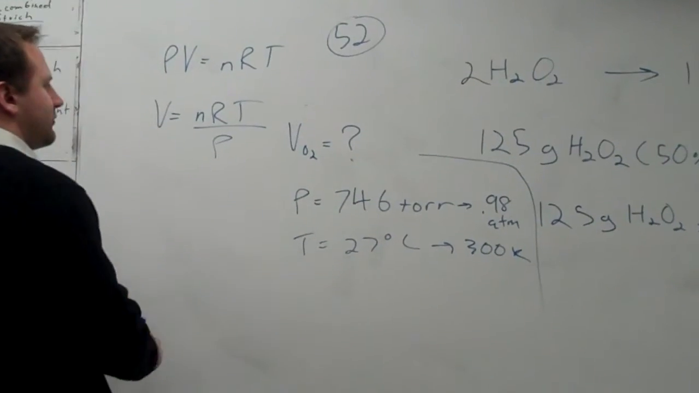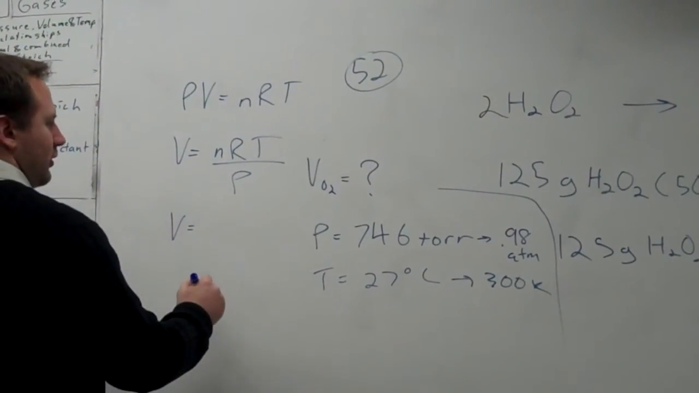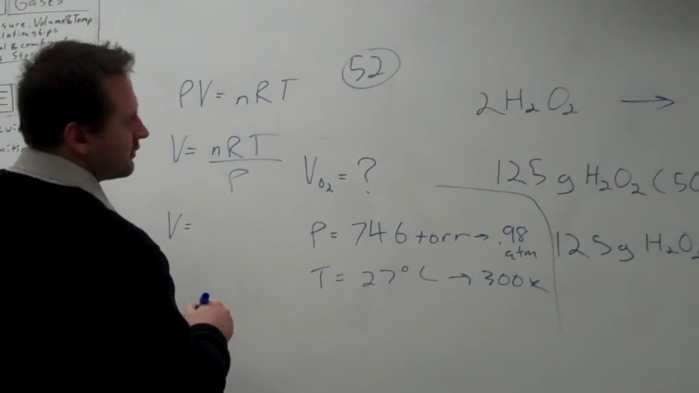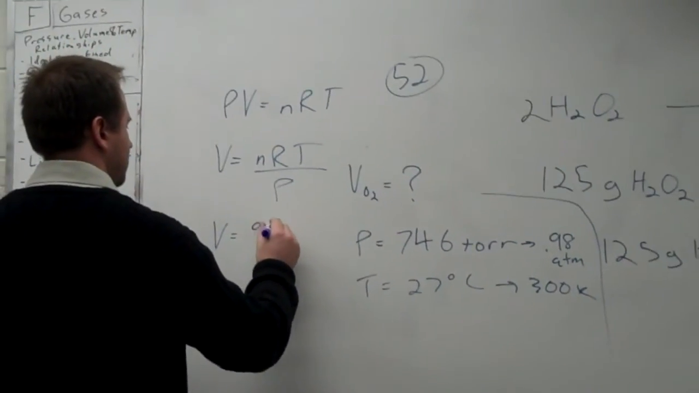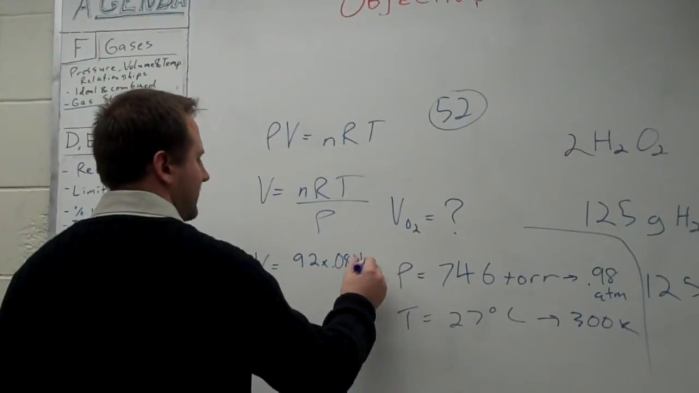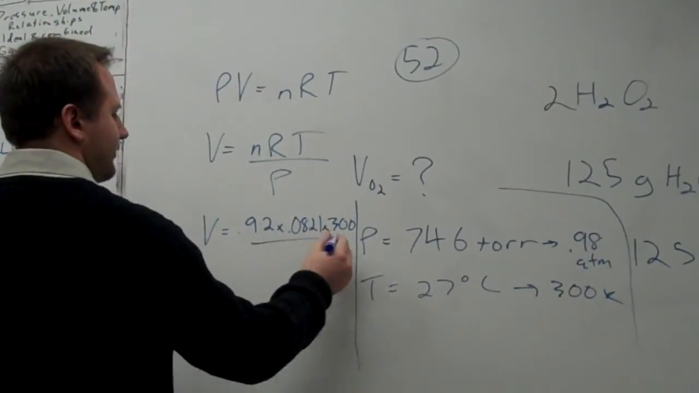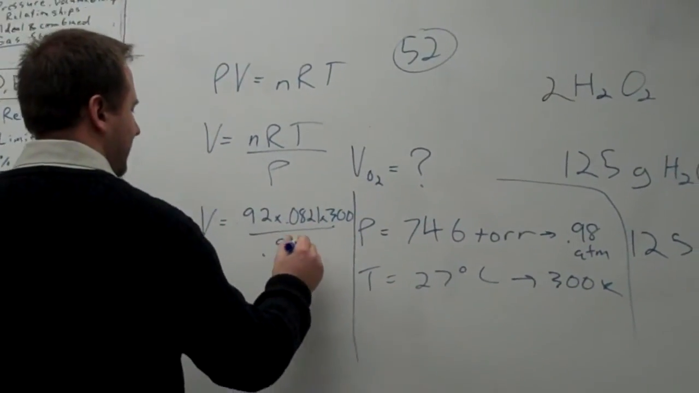So all we have to do now is plug this into the equation. So the volume is going to equal the number of moles, which is 0.92, times our gas constant of 0.0821, times our temperature of 300, all divided by our pressure of 0.98.